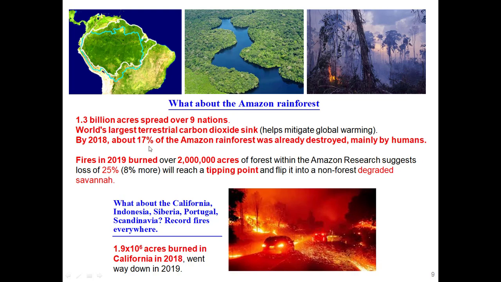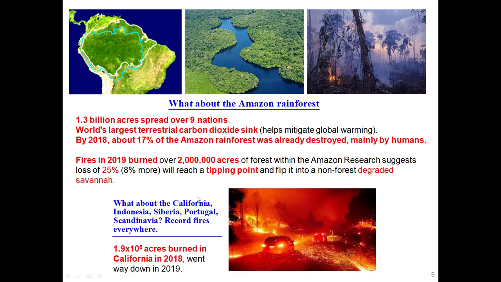However, by 2018, about 17% of the Amazon rainforest was already destroyed, intentionally, by fires, by logging. Okay, they burn it so that they can get land to grow soybeans, to raise cattle. Okay, this is a disaster. The fires in 2019, just this past year, burned over 2 million acres, and again, mostly intentional. They say that if we lose 25% of the Amazon rainforest, and we're already at 17%, that we'll reach a tipping point. We'll flip it. It'll become, instead of a rainforest, what they call a degraded savanna, just grassland. That would be a disaster for life on Earth.